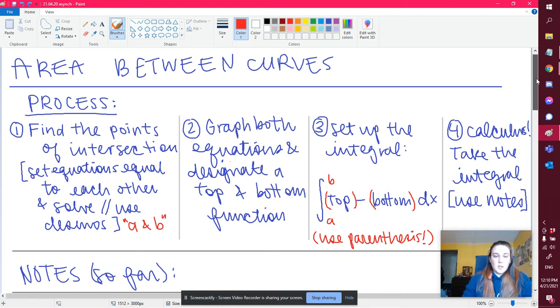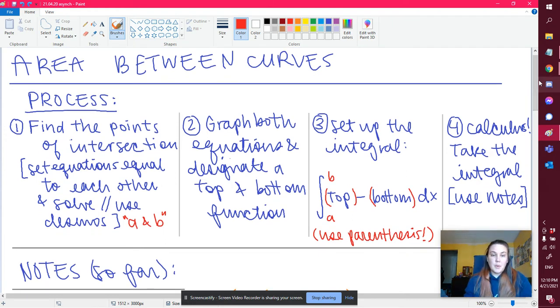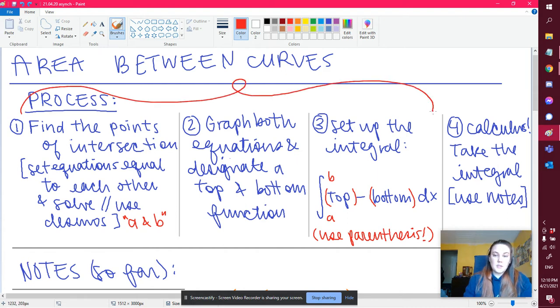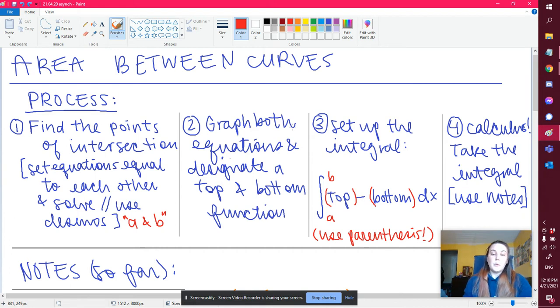All right. The process for finding the area between curves is basically three steps of setup and then one step of actually doing some calculus. The setup is we need to find the points of intersection between the two lines we're finding the area of, right? That's going to be the A and the B for our integral. We need to graph these equations so we can designate a top and a bottom function. That's going to be these two functions, right? Then we need to set up the actual integral. The actual integral will be the top function minus the bottom function, and we integrate that over the interval from A to B, where A and B are where these two curves cross.